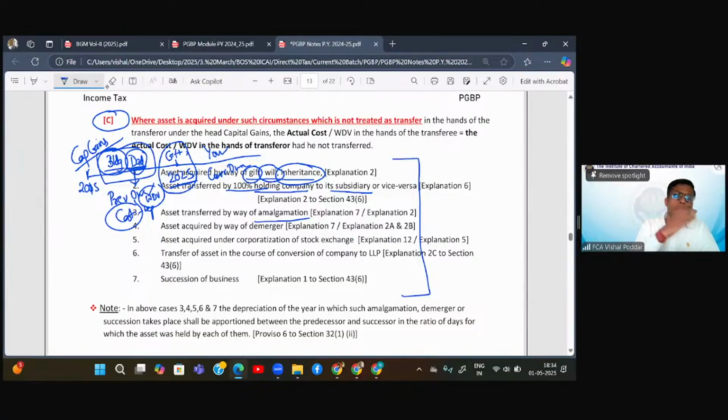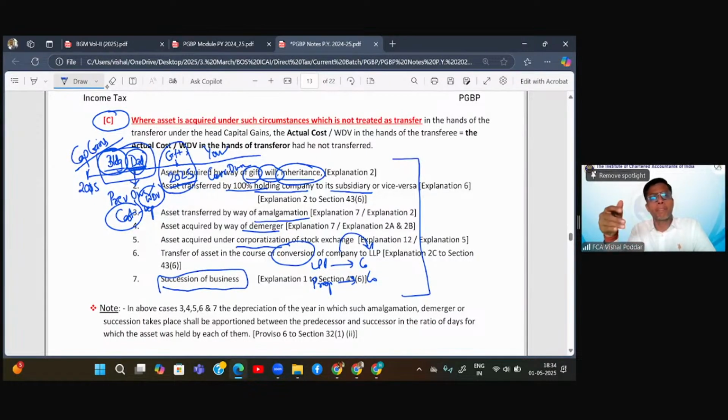That either holding has given to subsidiary or subsidiary has given to holding, or where the company is formed by amalgamation, so the old company transferred this asset to the new company, or the company is formed by demerger, and the old company transferred the asset to the new company, or it is corporatization of a stock exchange, or it is conversion of a company to LLP, LLP to company, or proprietor to company. All these scenarios are covered, or it is a succession of business. So the business was run by dad, later taken over by daughter. This is succession. In all these scenarios, for you the cost is the cost of the previous owner, or here they have mentioned the WDV in the hands of the transferor.